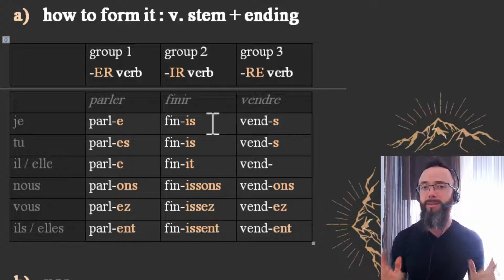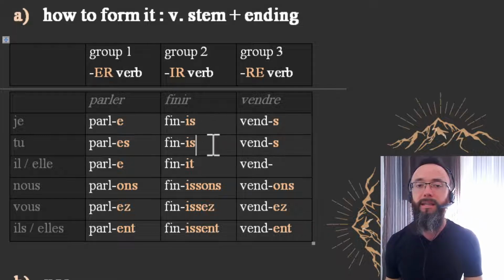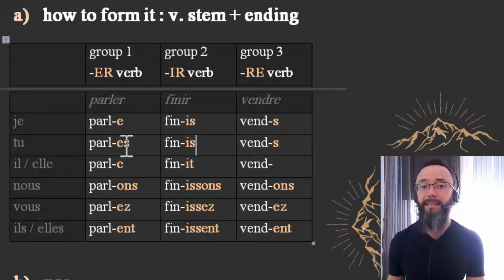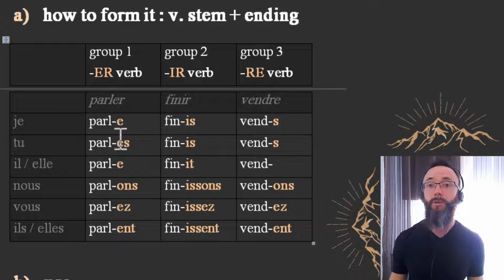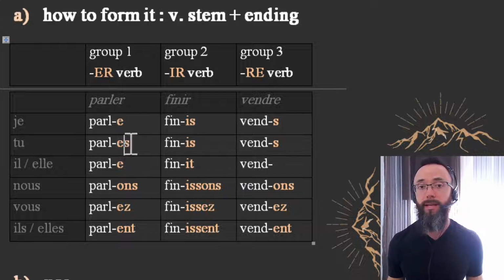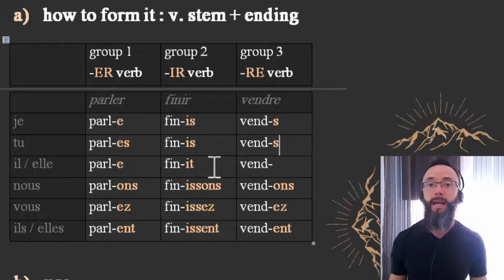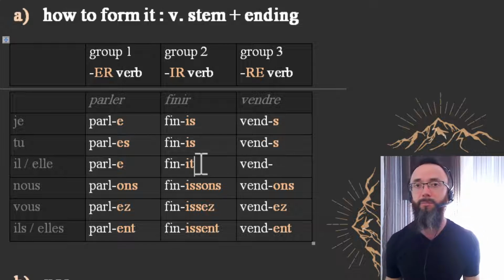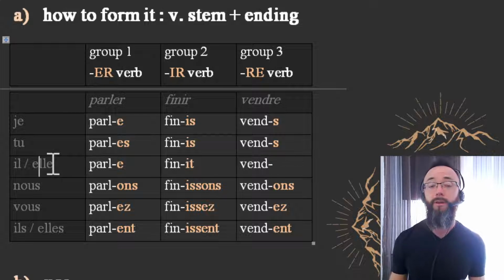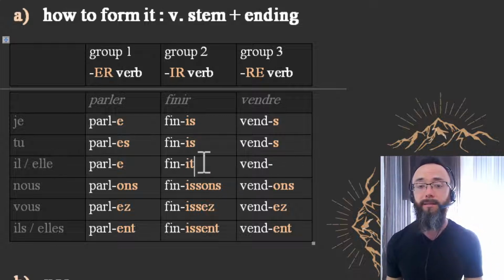You probably start noticing a pattern here. We can see that there is an S every time we have the second person of the singular form. Parles, there is an S. Finis, there is an S. And here, we can see a T. This is a pattern that you'll encounter more often than not. You'll see that the third person of the singular form and plural form end with a T. This was just on a side note.